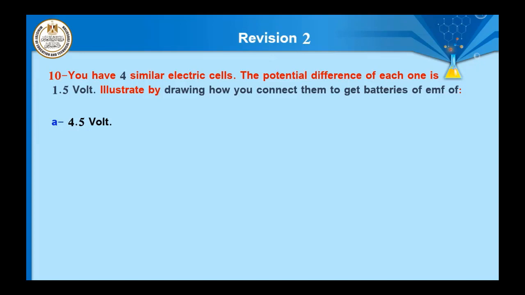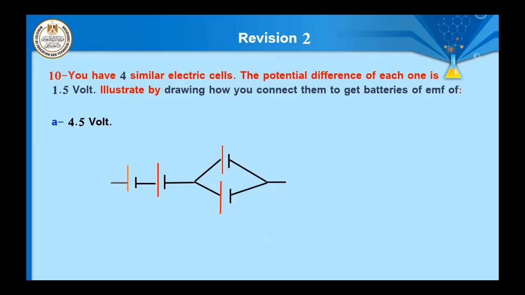But we have four. How can we draw three in series connection, but one of the electric cells must be connected in parallel? How? First, draw the first electric cell, the second electric cell. The two electric cells are connected in parallel connection, negative with negative, positive with positive. And we have four, not two. The two electric cells are connected in series: positive of the two electric cells which are connected in parallel with the negative of the second electric cell, and the positive of the second with the negative of the third. Positive represents the positive pole of the battery.